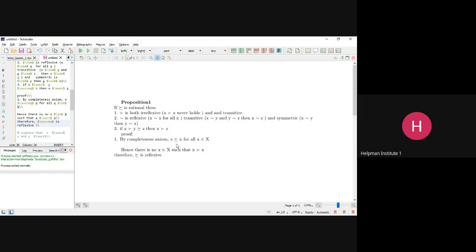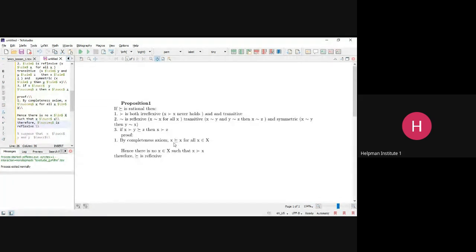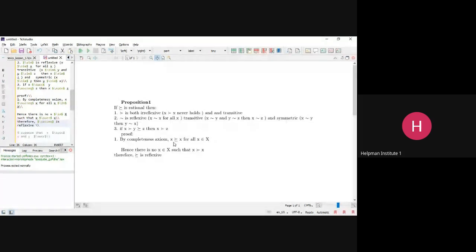So just two steps, it's not difficult. Let me recap again. From the completeness axiom, which says anytime I pick an item from a set, it is the same thing as itself, at least as good as that item. So it's a contradiction to say that that item is preferred to itself. Therefore, we can say it's irreflexive.